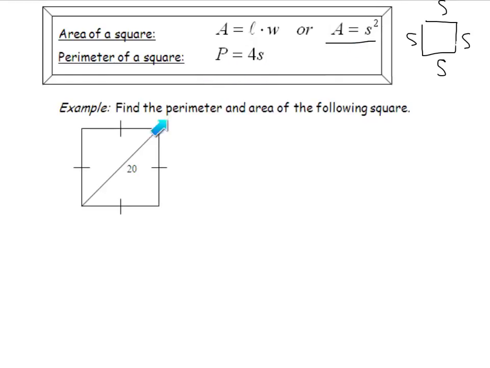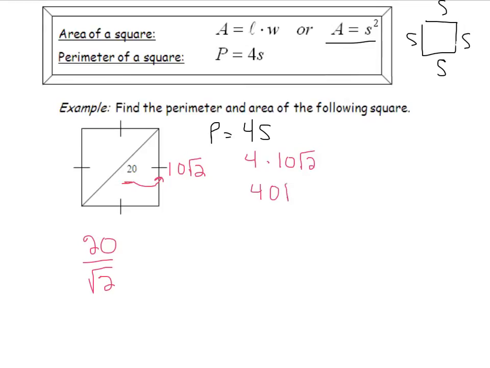So if I ask you to find the perimeter and the area of the following square, let's start out with a formula. To find the perimeter, we need to do 4 times the side. In this case, I don't know what the side length is. However, you should know that this right here, when I throw the diagonal in, is a 45, 45, 90. If I have the hypotenuse and I want to go back to the leg, you're going to take 20 and divide it by the square root of 2. Each leg then is 10 square roots of 2. So my perimeter is 4 times 10 square roots of 2, which gives me 40 square roots of 2 units.